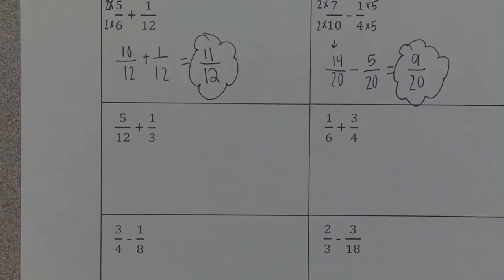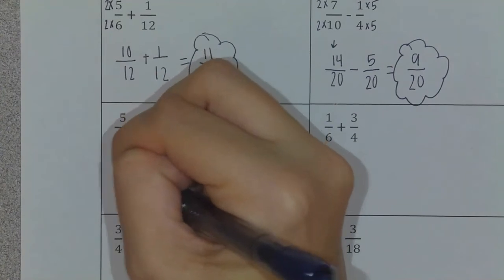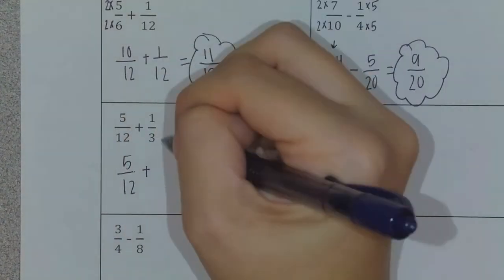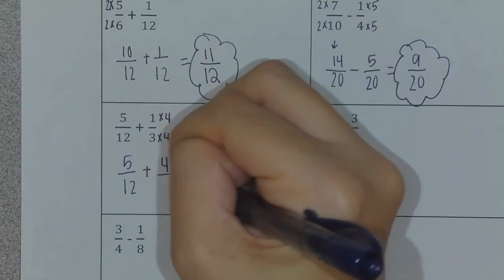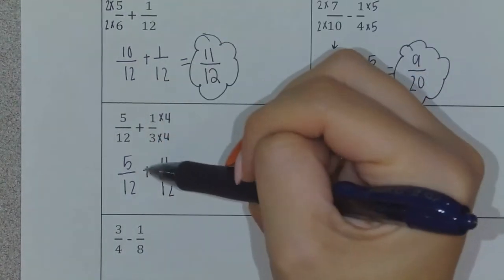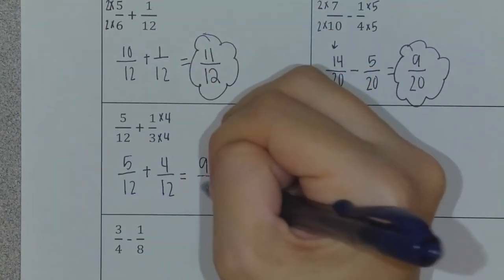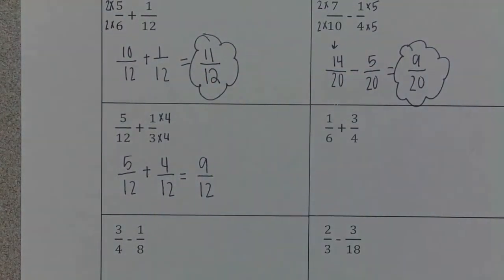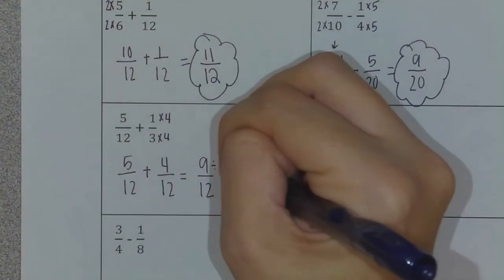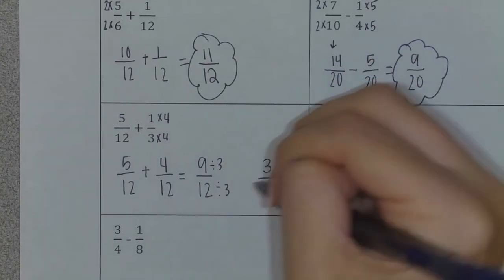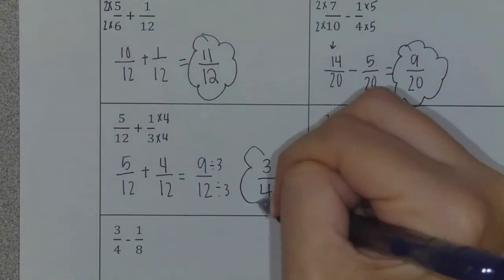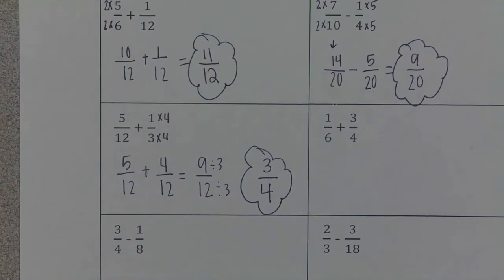All right, our next one is 5/12 plus 1/3. So I know that I can turn my thirds into a denominator of 12, so I'm going to keep 5/12 the same. Plus, to find my equivalent fraction, my scale factor would be times 4. So that would become 4/12. Add the numerators. 5 plus 4 gives me 9/12. Now, 9 and 12 have a factor in common. They're both divisible by 3. So 9 divided by 3 would give me 3. 12 divided by 3 would give me 4. And 3/4 is my final answer. It's as simple as it gets.